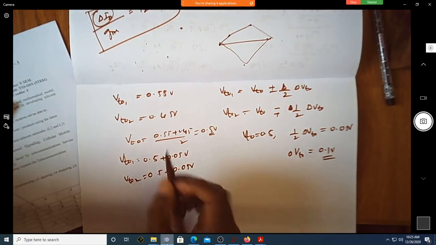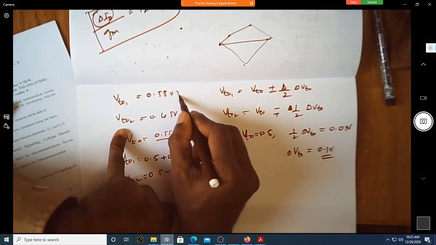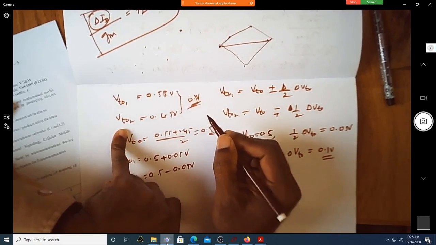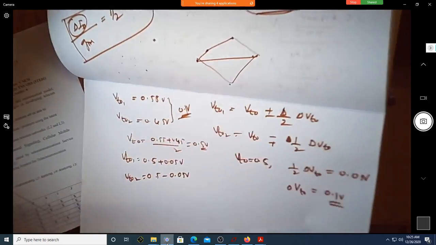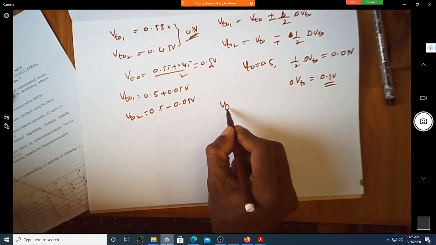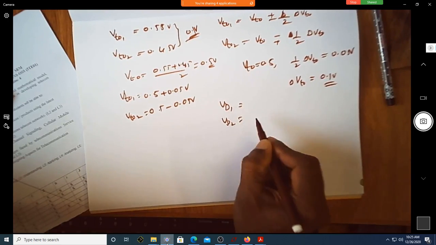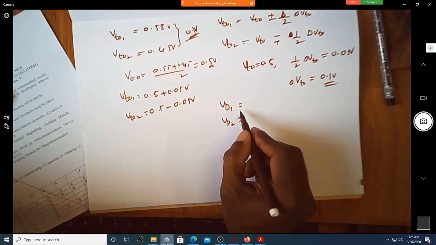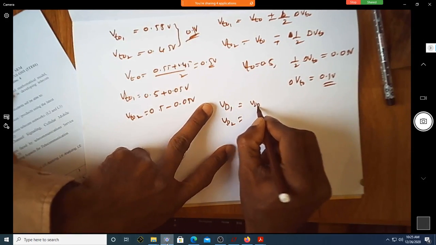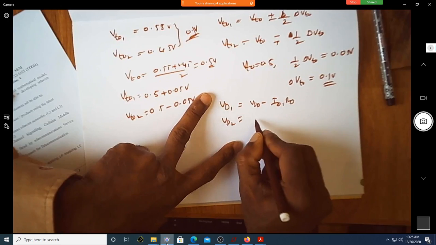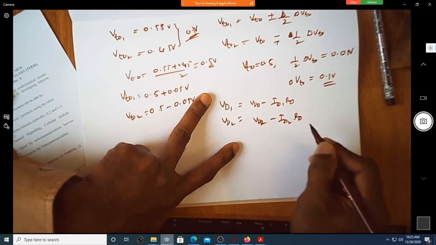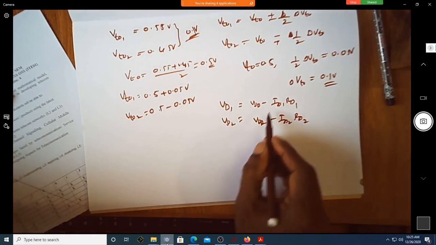Correct? Okay, how do you get that delta VTO? Just the difference of these two. The difference of these two is actually 0.1 volt, no? Now of course you have to find what VD1 and VD2 are. It is VDD minus ID1 into RD, and VD2 is VDD minus ID2 into RD. Of course RD1, RD2 are both the same. What is ID1, ID2?